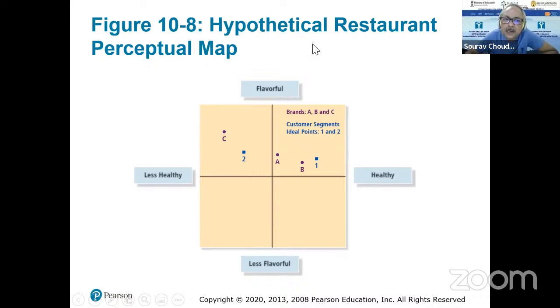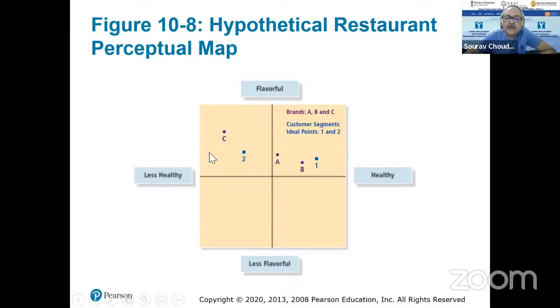Suppose for this particular restaurant, you put less healthy, healthy, and flavorful, and less flavorful. And then you go to the consumers and you ask them, what is the perception that she or he has about this particular restaurant? So they will keep saying this, that, and you keep marking them on this map. Okay. So brands A, B, C.